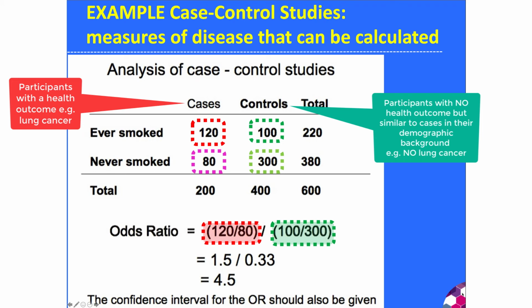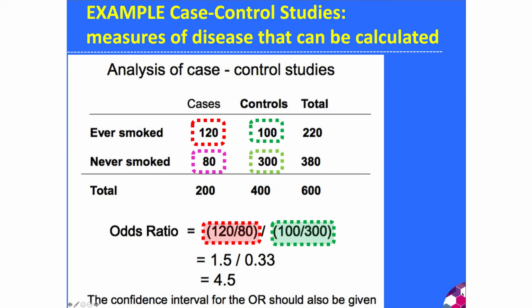You can see we are not dividing by the total cases. We're not doing 120 divided by 200, and we're not doing 100 divided by 400 for the controls. The reason being, this is not a natural population. We've created these populations, so that would not be the correct thing to do. So we can only use the odds: the people who have smoked divided by the people who have never smoked.